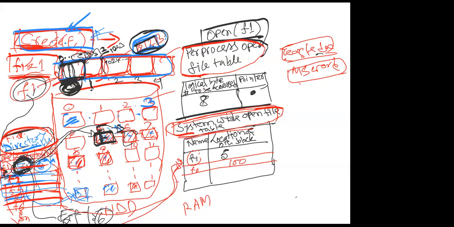So these two things are maintained inside the RAM, random access memory. Now let's see how your system maintains this table, the per process open file table. It is maintained per process. Every process maintains this table. Every process should maintain this table.